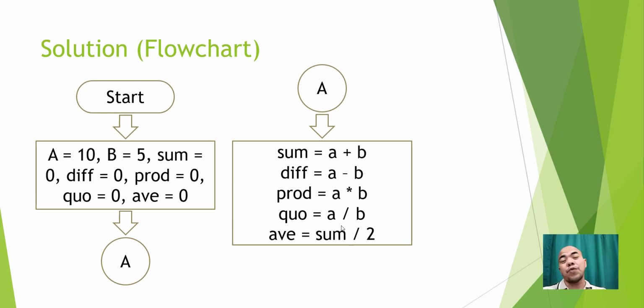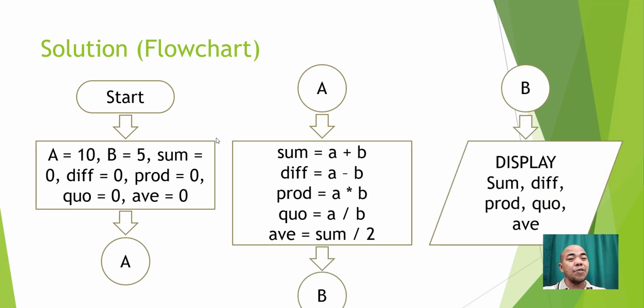Now once you make a formula, you have to put it again inside a process. So meaning to say, initialization and formula should be put inside a process. After that, we have to display the result: the sum, difference, product, quotient, and average. Then after that, that's the end of the solution for the flowchart of the first problem.